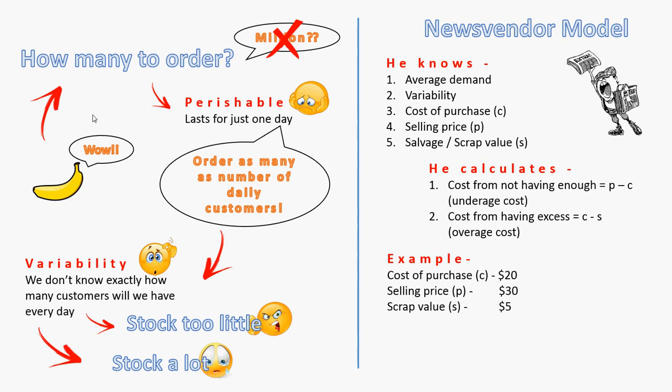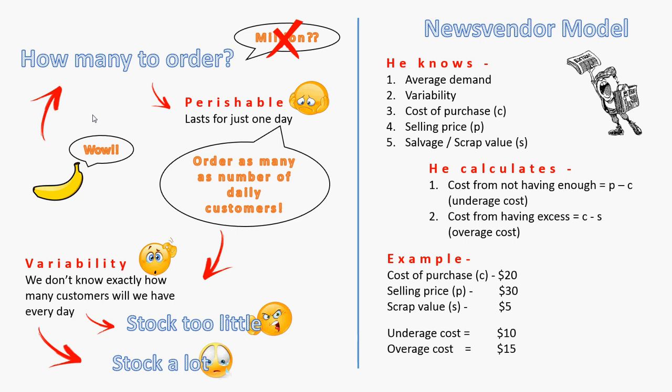So cost of not having enough, look at the formula, look at what the terms P and C stand for. And what do you think is the cost of having excess? Again, look at the formula, C minus S. Look at what C stands for, S stands for. Stop the video if you want. Think a bit. And I think you got it right.